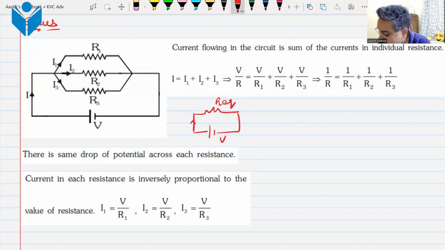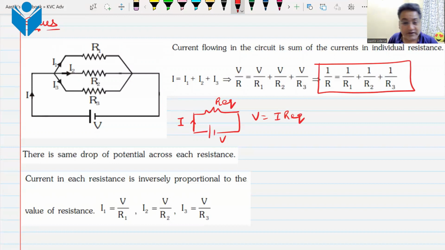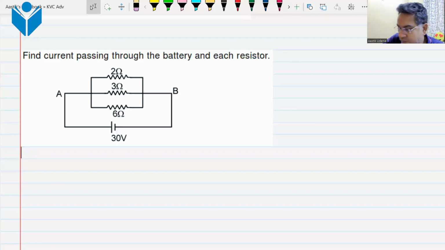The current I will be equal to I1 plus I2 plus I3, and this V will be equal to I into R equivalent, and the value of this R equivalent will be given by this formula. Yes or no? I'll give you 2 minutes to note this down. Then you can solve this question.